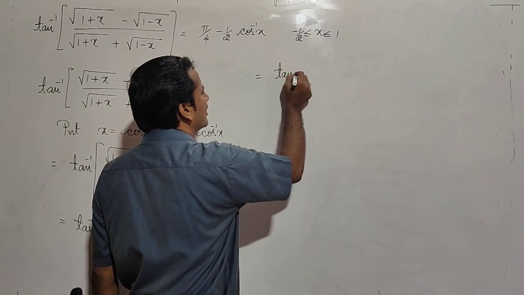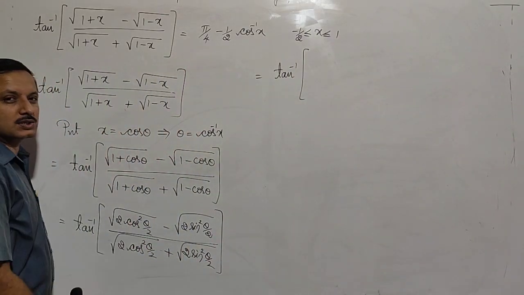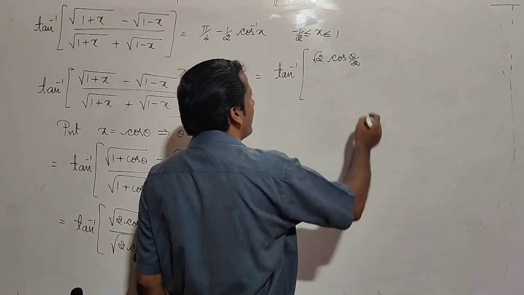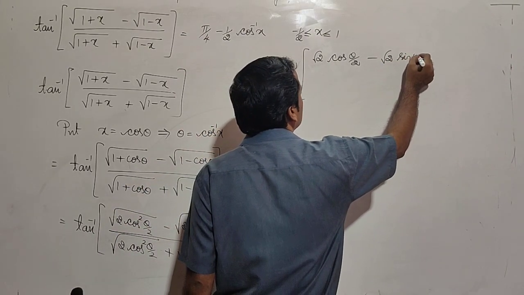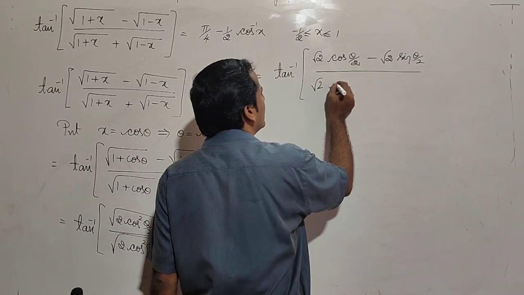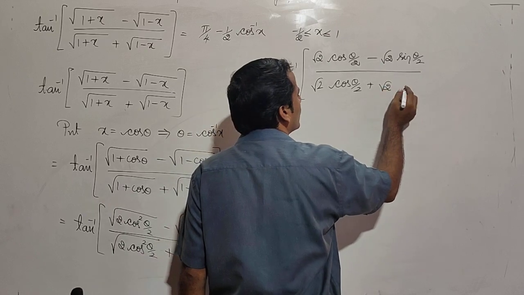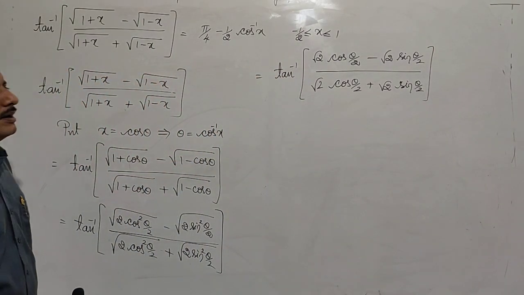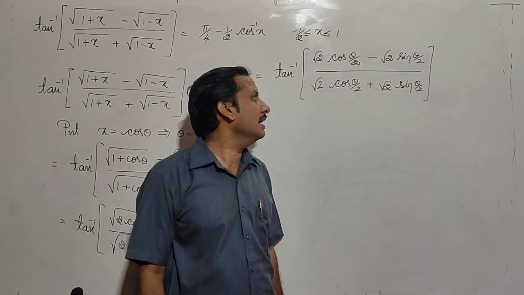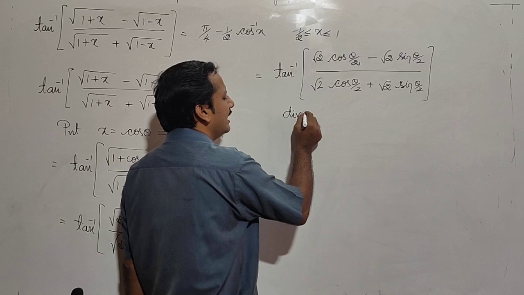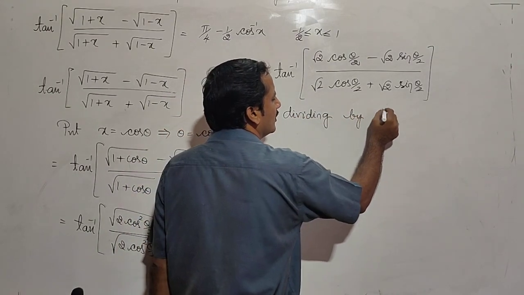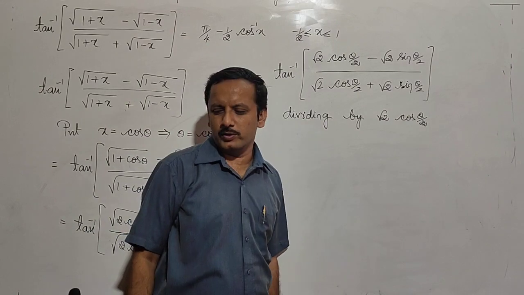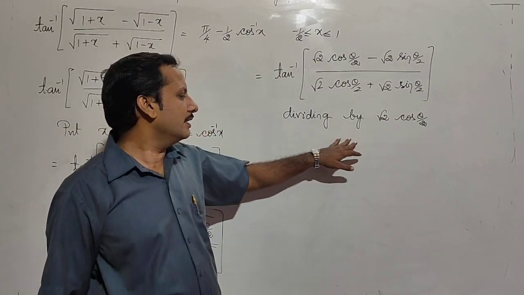That's equal to tan inverse of, here, root of 2 cos square theta by 2 can be written as root 2 into cos theta by 2, minus root 2 into sin theta by 2, divided by, similarly in the denominator also we get root 2 cos theta by 2 plus root 2 sin theta by 2. Now I will divide both the numerator and the denominator by root 2 cos theta by 2. One question may arise in your mind: why should we divide by root 2 cos theta by 2 only? Why not something else? You will get to know that in the next paper.